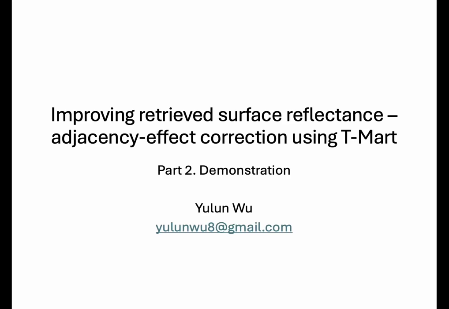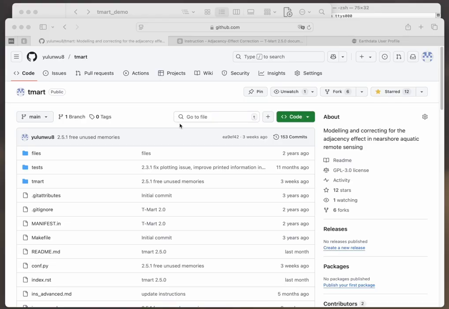Hi everyone, this is part 2 of using T-Mart to correct for the adjacency effect in optical remote sensing. In part 1, we talked about what the adjacency effect is, how T-Mart corrects for it, and how to install T-Mart. In this video, we're going to see how T-Mart can be used and take a look at its output.